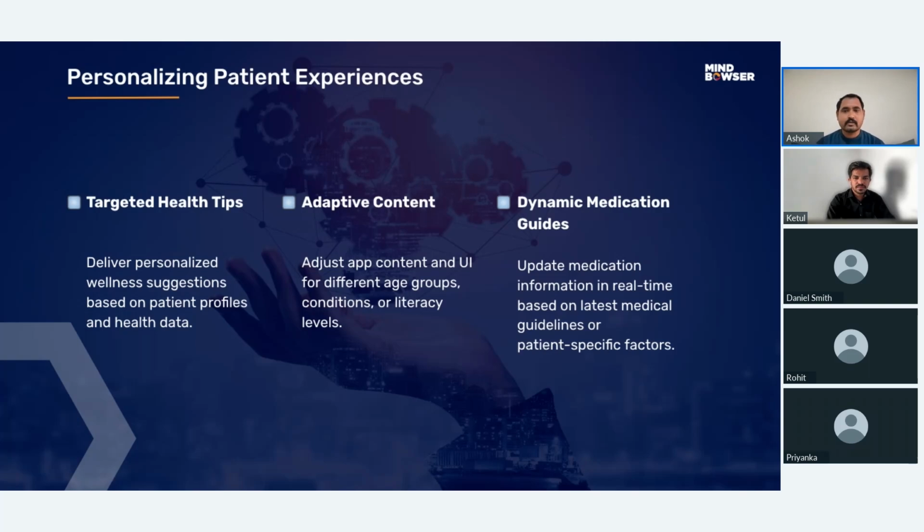Also, for condition-specific guidelines, for users managing diabetes, the app could highlight glucose tracking tools that will help the user. For those with cardio issues, it could prioritize heart health content. You can adjust the language complexity based on the user's literacy level as well. This adaptability ensures that your app remains inclusive and effective across all patient groups.